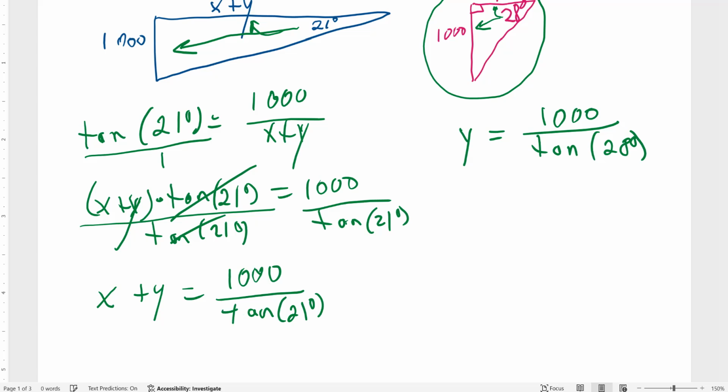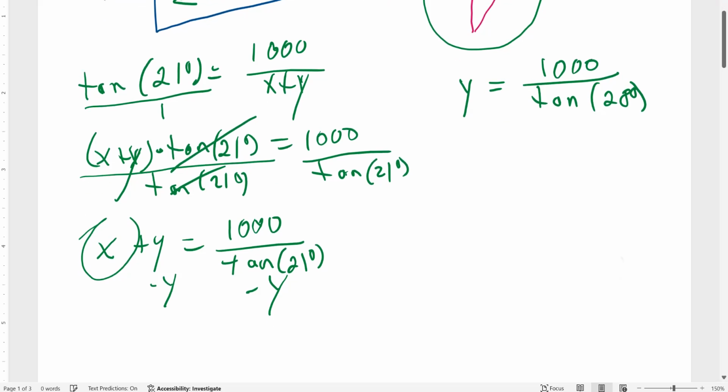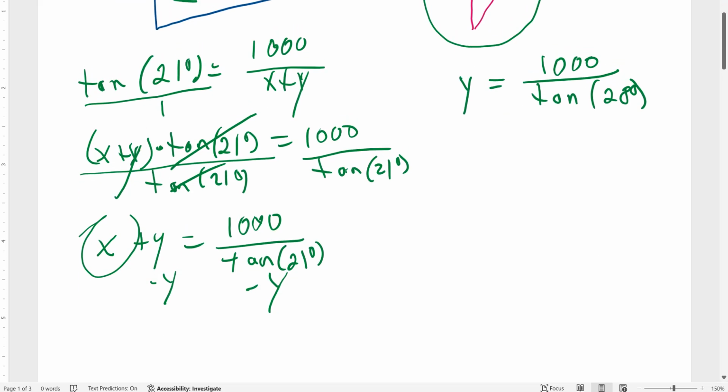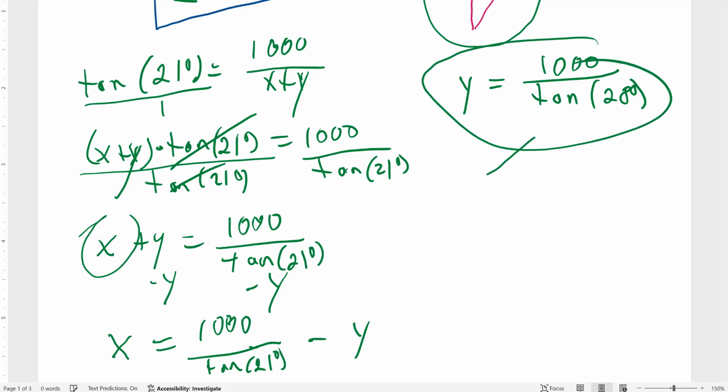Now remember, we're trying to solve for x. So I'm going to subtract y from both sides. That will give us the expression for x, which is what we're looking for. So x is equal to 1,000 over tangent of 21 degrees, and then all of that minus y. Well, that is why we figured out what y is, because we're going to need to put that right there.